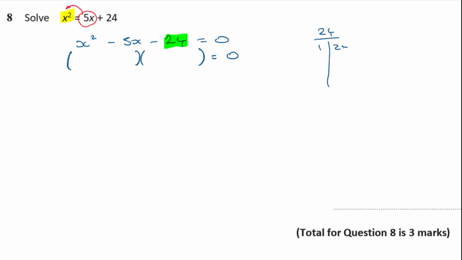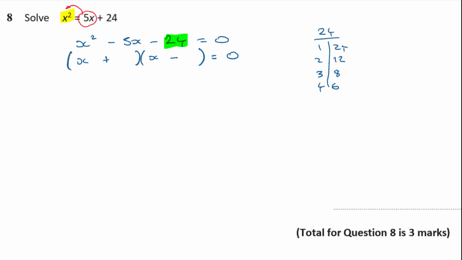We've got 1 and 24, 2 and 12, 3 and 8, 4 and 6. They're all the factor pairs of 24, aren't they? So one of those pairs is going to be the numbers that I pick to put in here. So I'm going to have an x and an x. It's a negative number on the end, so it's going to have to be one plus and one minus, and then it's going to have to be one of those pairs of factors.